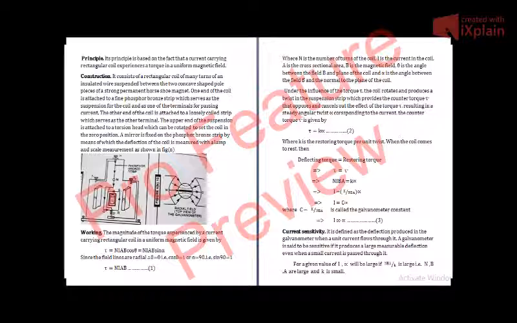Then there is a mirror which is fixed on the phosphor bronze strip, by means of which the deflection of the coil is measured with a lamp and scale arrangement, as shown in the figure. This was all about the construction of the galvanometer. Now, how it works.